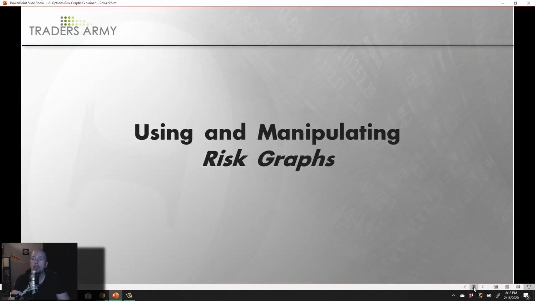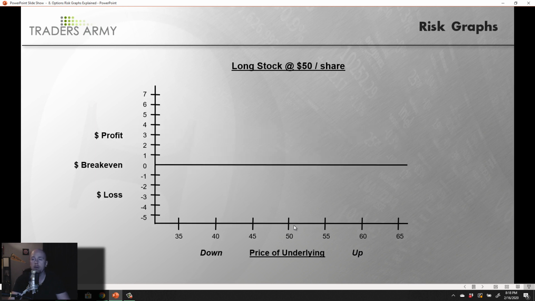So, using and manipulating risk graphs, I'm going to start by looking at the risk graph of a stock, because the stock risk graph is the one that makes the most sense. Over here on the left, we have our profit and loss section. This is where we see our break even. Our profit is above the break-even line, and our loss is below the break-even line. Then the axis down here at the bottom represents the price of our security.